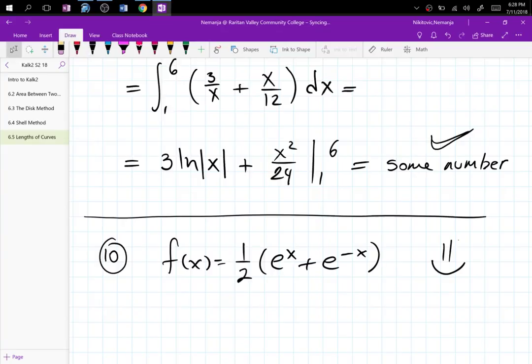That's 6.5. We'll take a short break, and we have 6.6 when we come back. Surface area of revolution, which is this formula upgraded a little bit. So it's a very short section.